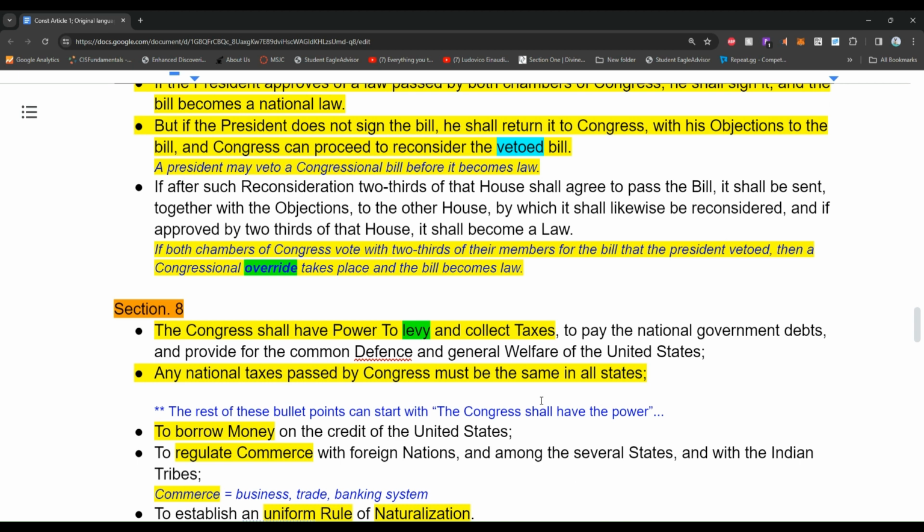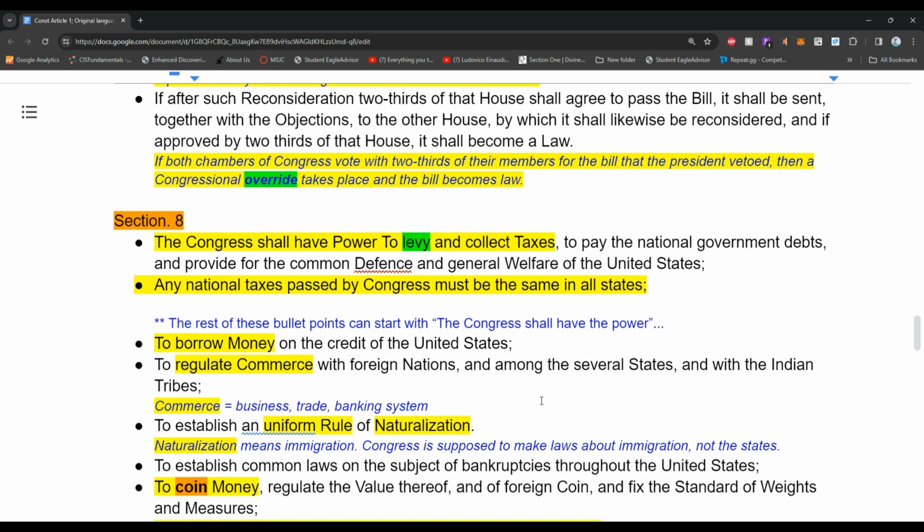Now, that word for overturning a president's veto, it's not in the Constitution. It's in the green highlight, and that word is override. Another word with green highlight is in Section 8. The Congress shall have power to levy and collect taxes. Levy means you pass a law that will tax citizens.